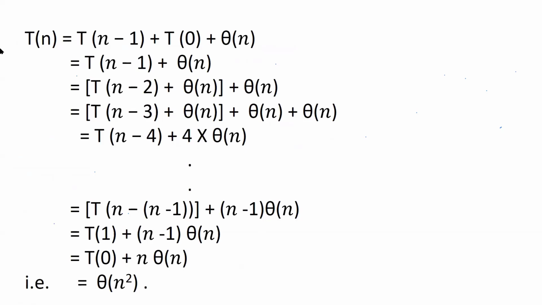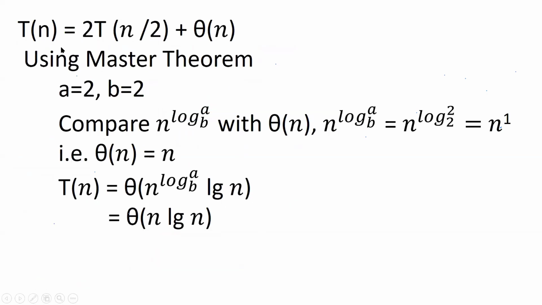Here you can see how we have done it. T(n) = T(n-1) + T(0) + theta of n. You can solve it by the iteration method, which I think was discussed in unit number 1. If we are solving T(n) = 2T(n/2) + theta of n, when it is divided into two equal half subarrays, then using the master theorem, a is equal to 2, b is equal to 2, compare n to the power log a base b with theta of n. a and b are both 2, so log of 2 base 2 will be 1, that is n is equal to n.